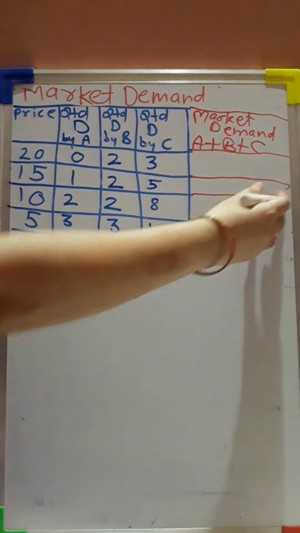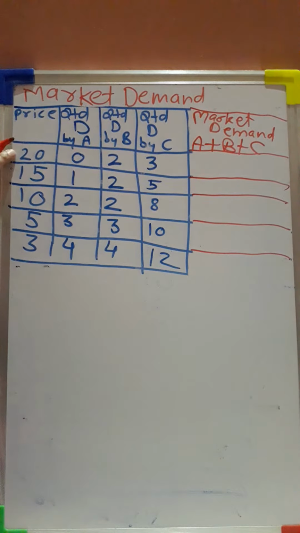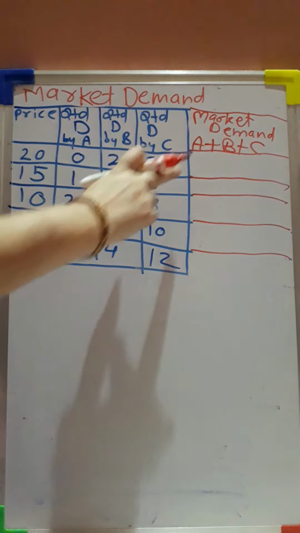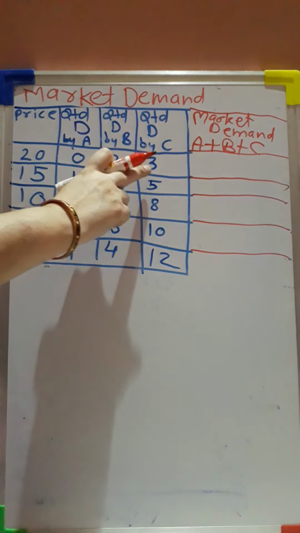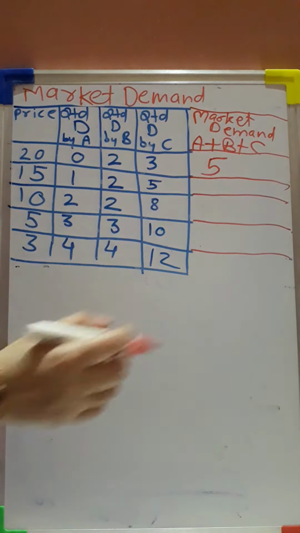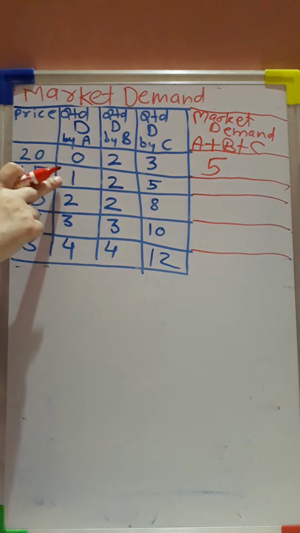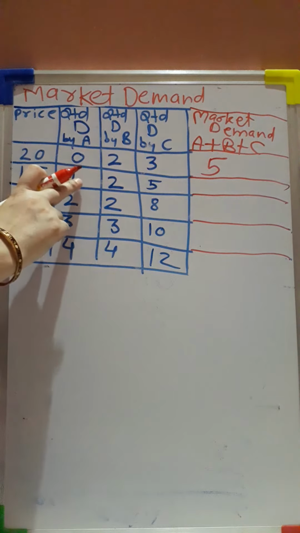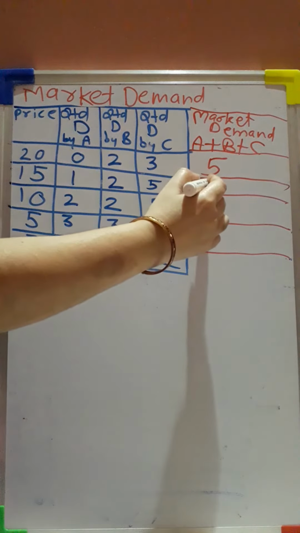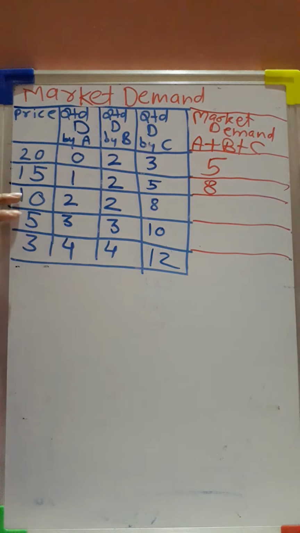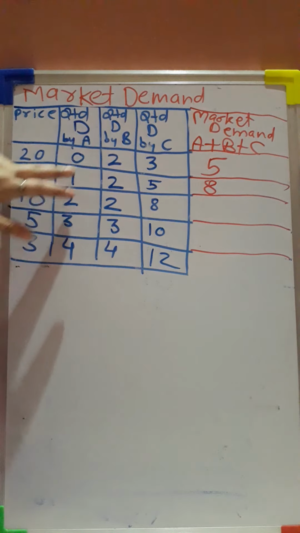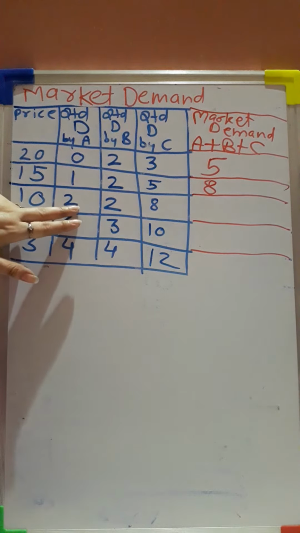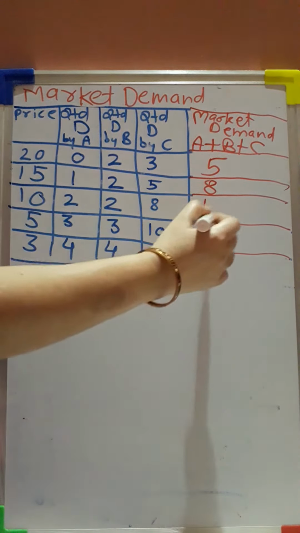So at rupees 20, as you can see in the column, individual A demands 0, B demands 2 and C demands 3. So our market demand is 0 plus 2 plus 3, that is 5. Then at rupees 15, individual A demands 1, B demands 2, C demands 5. So our market demand is 1 plus 2 plus 5, that is 8. Then at rupees 10, individual A demands 2, B demands 2, C demands 8. So our market demand is 2 plus 2 plus 8, that is 12.